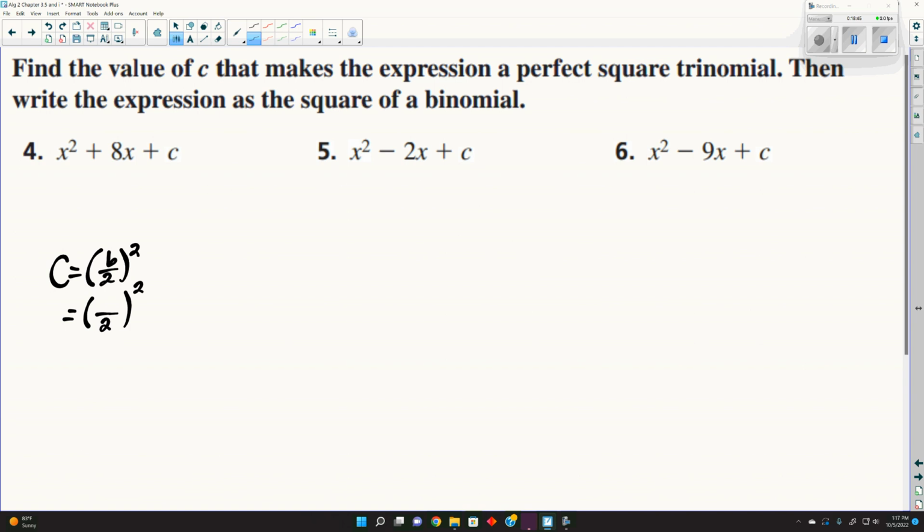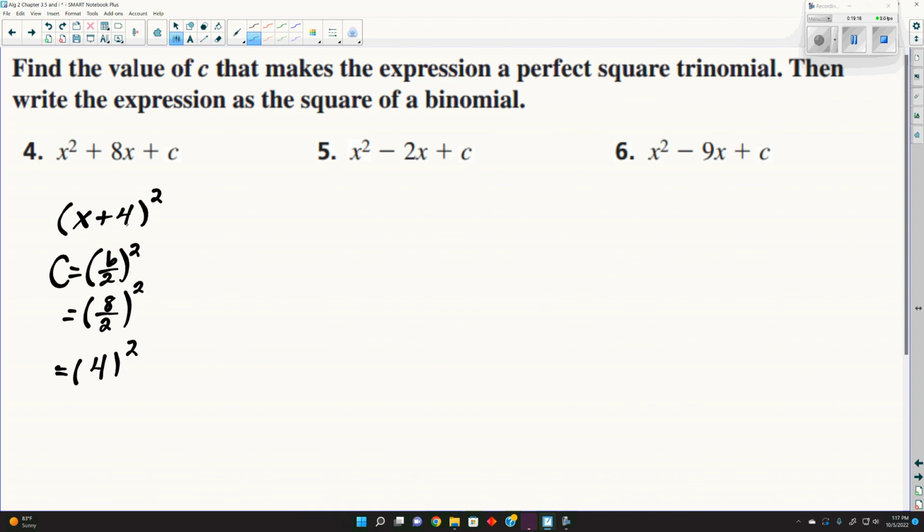The value b here is 8. Now, again, we could have typed this in the calculator. We could do parentheses 8 divided by 2, close parentheses squared, and it would give us our answer. But the reason I don't normally do that is because here 8 divided by 2 is 4, yes? So that tells me that this is going to factor to what? x plus 4 squared.